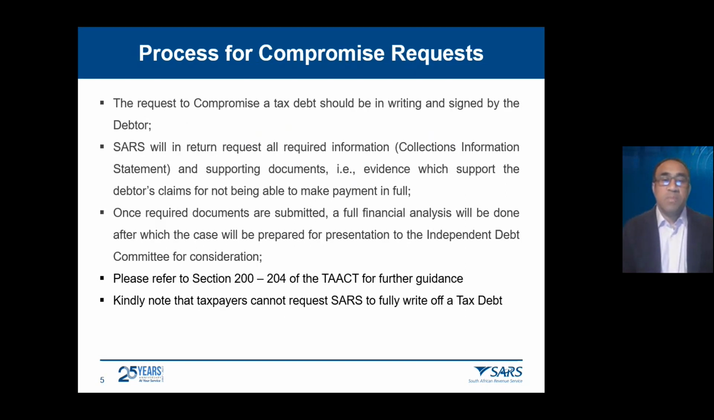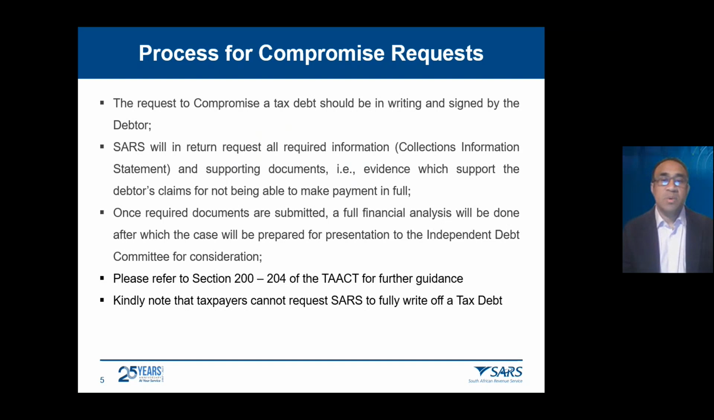What is the process for a compromise request? Well, first of all, a compromise request is where you owe SARS 100,000 Rand, but you are not able to pay the full 100,000 Rand. You might however have 60,000 Rand available. And you might approach SARS and say, could I pay the 60,000 Rand in full and final settlement of the 100,000 Rand debt? That is essentially what a compromise request is.